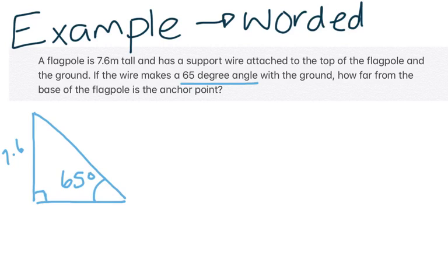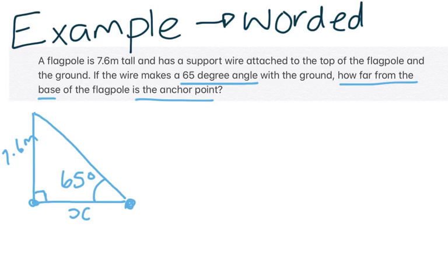And the last piece of information that we need to put, it says how far from the base of the flagpole is the anchor point, which means this is the base of the flagpole here. This is your anchor point here. So we're looking for this side, this horizontal side here. So we've got 7.6 meters, x, and 65 degrees.